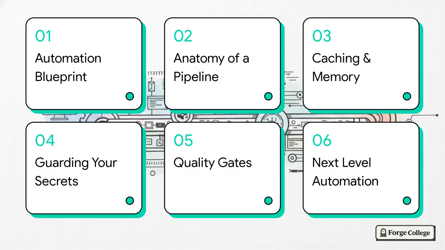Okay, so let's jump right into the overarching schematic for our automated factory line today. We're going to cover the automation blueprint, the anatomy of a pipeline, caching and amnesiac robots, guarding your secrets, quality gates and validation, and finally, next level automation.